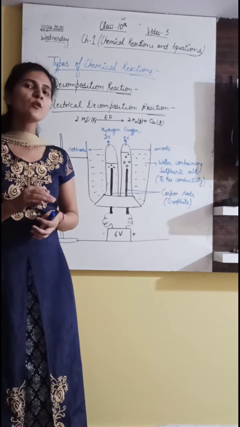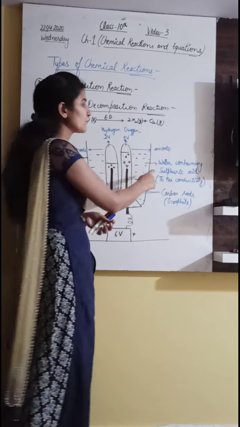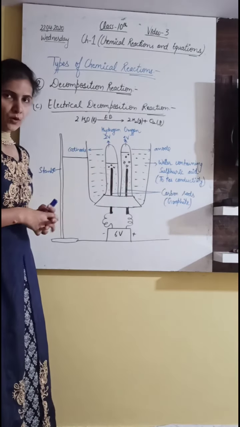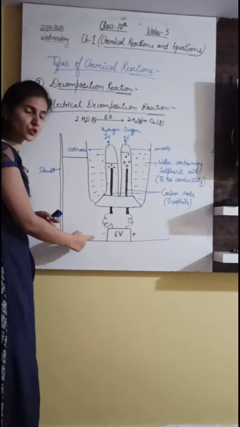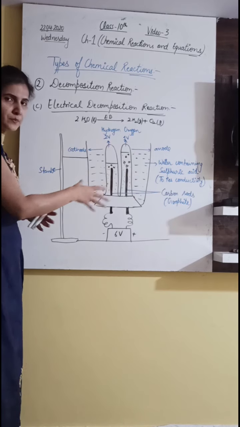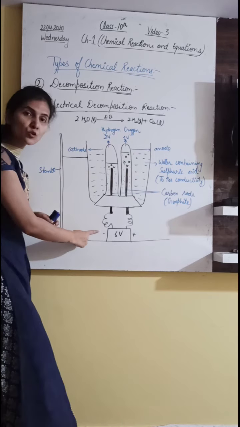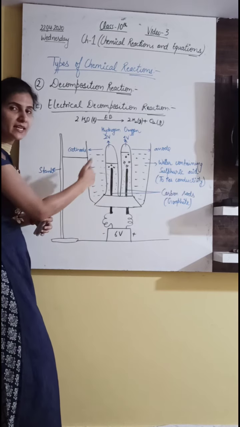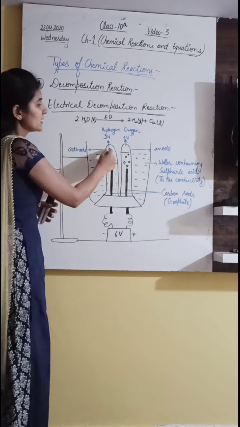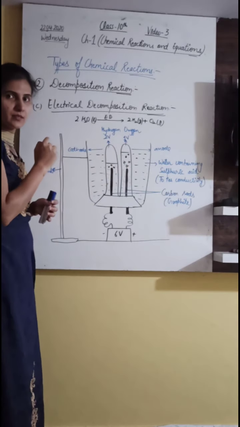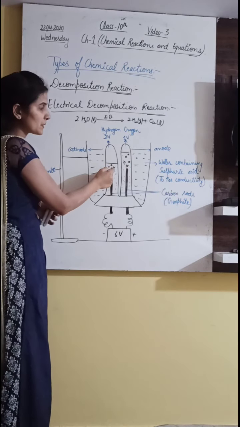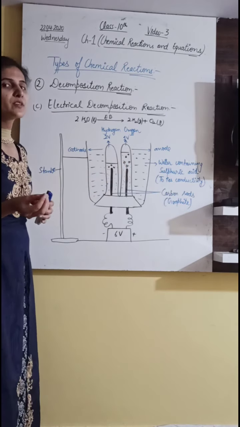Right now we just know that we are adding sulfuric acid just to increase the conductivity of this solution. Whenever we switch on, this stand is just to give balance to this setup. Whenever we switch on this battery, what will happen? Electricity will pass through it, and after some time we will observe that some gases are collected here. This bubble formation means production of the gases.